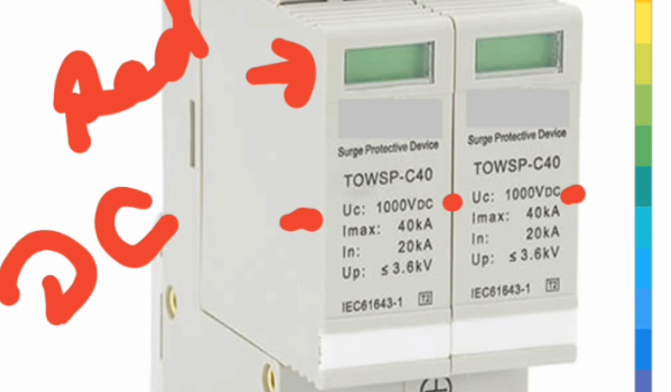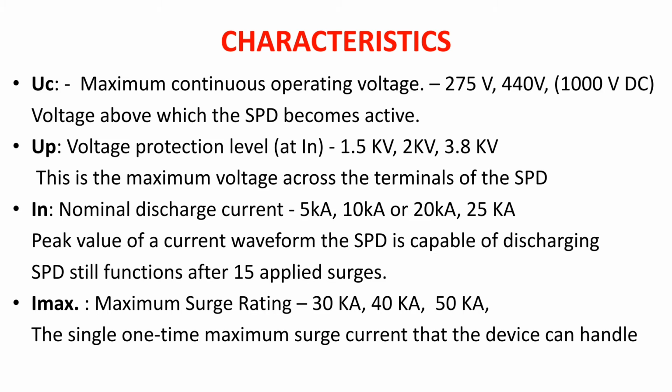Now the second one is Imax. It is the maximum current that the SPD can handle one time. For surges above this value, the SPD will burn out. Like for this SPD, the value is 40 kA, 40 kiloampere. But it can be different for different SPDs, like 30K, 40K, 50K, different values.